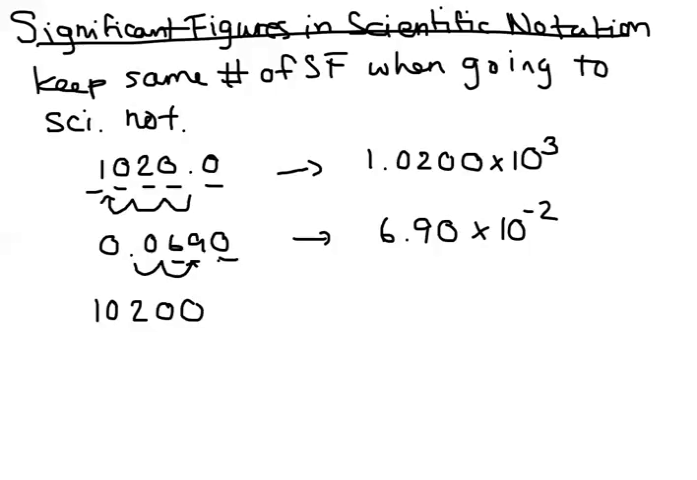10200. How many sig figs? 3. So in this number, we do not have a decimal, which means these 2 trailing zeros do not count. So we only have 3 significant figures. 1, 2, 3, which means that our number is going to be 1.02 times 10 to the 4th. Beautiful.